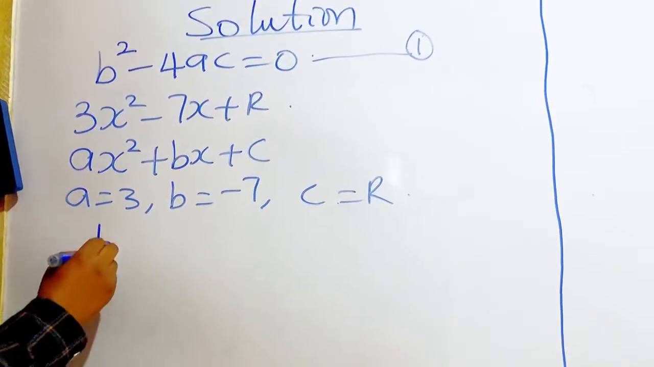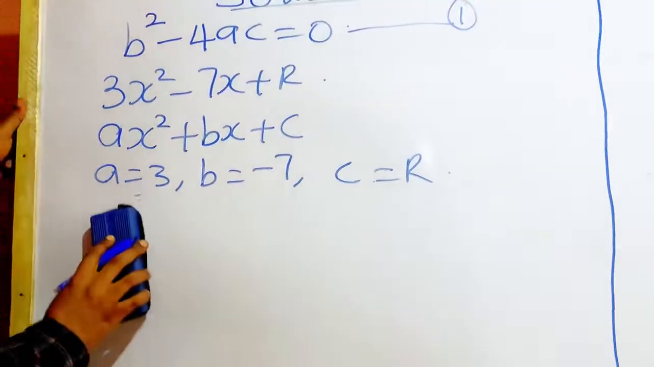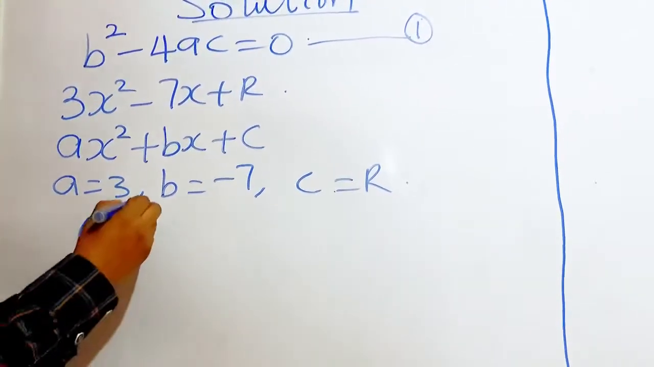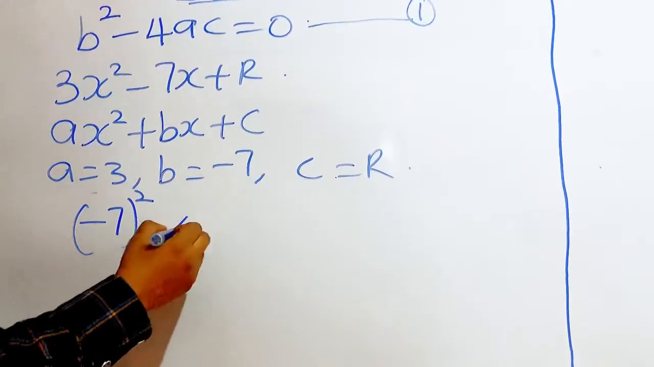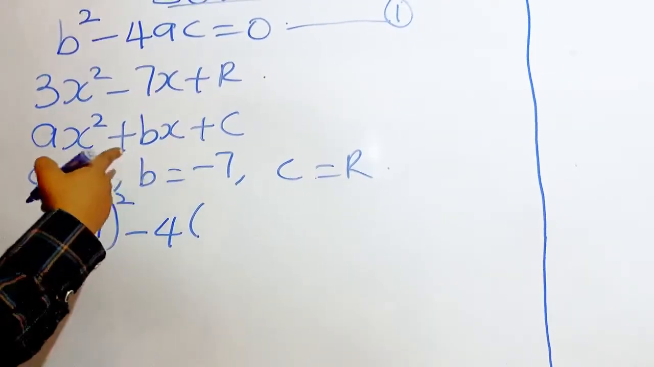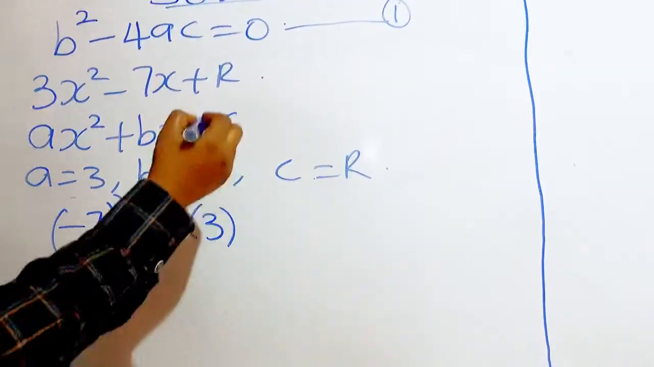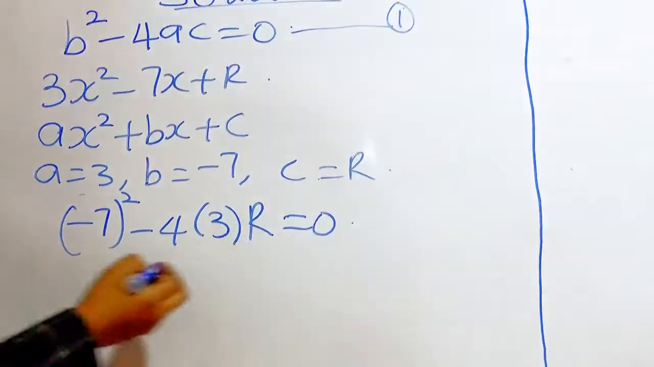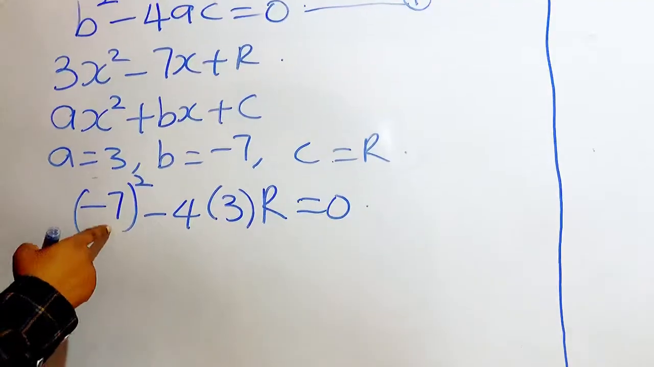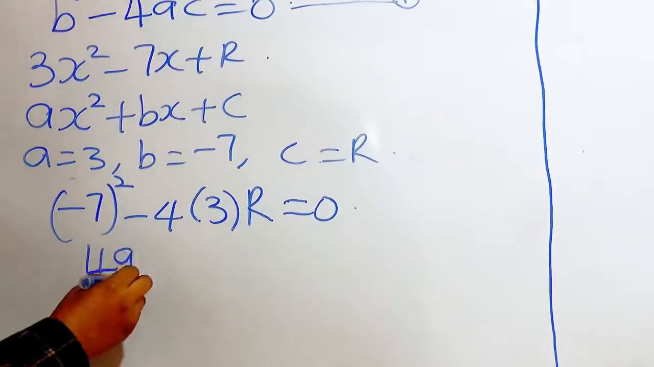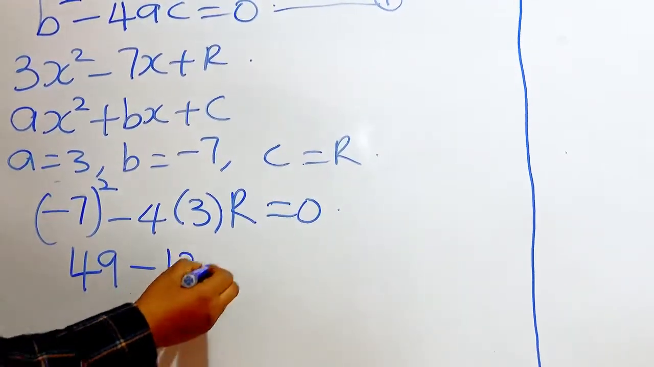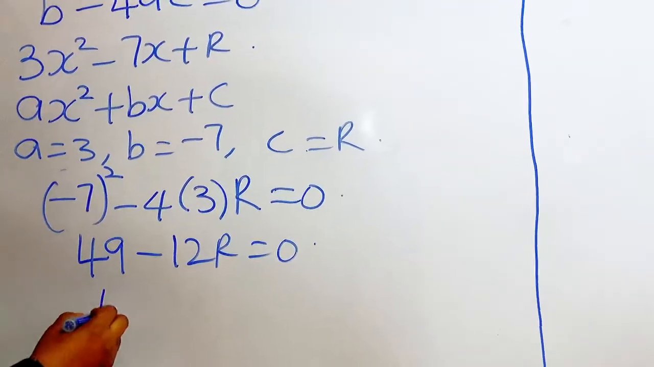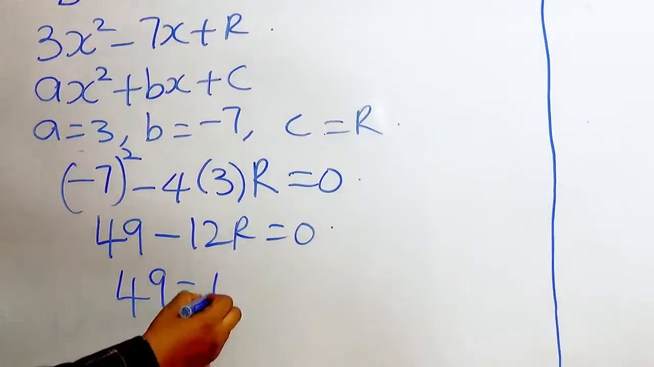So from here, you can say that b squared is equal to, b is minus 7, so minus 7, then you square it, then minus 4 multiplied by a, which is 3, and c is r, is equal to 0. So from here we have minus 7 squared is equal to 49, then minus 12r is equal to 0. So you can now say that 49 is equal to 12r.